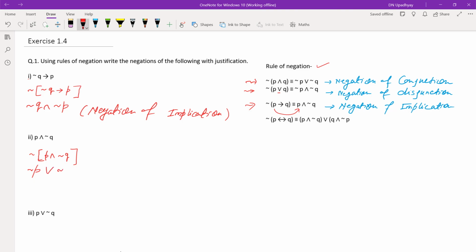So two time negation. Why? Because one negation is already there. So negation P or two time negation, so that will be only Q. So this is negation P or Q. And what is the rule? What is the justification? It is nothing but negation of conjunction. So this is a negation of conjunction. Okay.